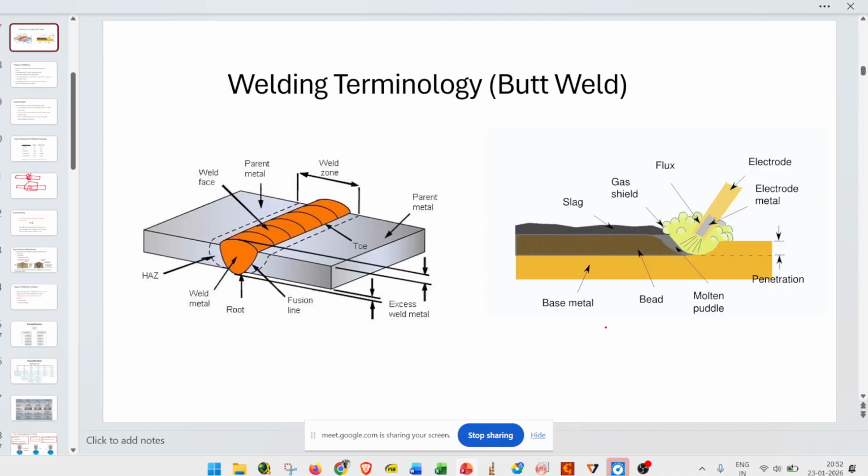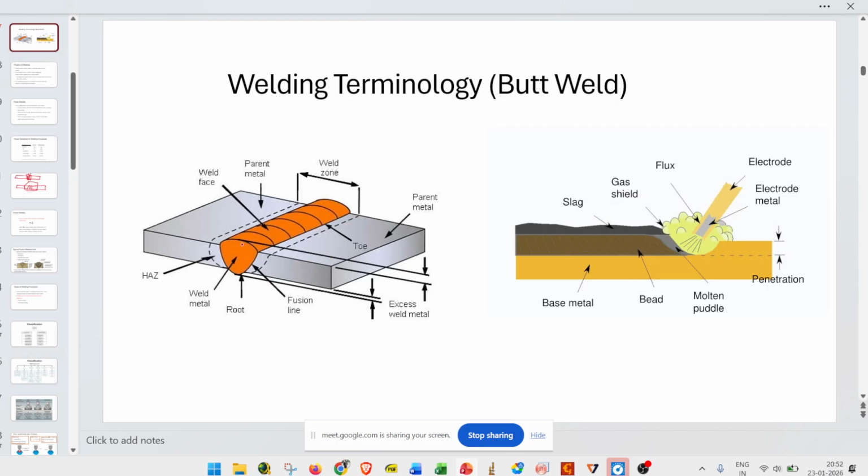So this is the weld bead. How it looks like, some welding terminology you can say. What are the materials we are joining? Those we can call parent materials. And the place where the welding is taking place is called the weld zone. This weld zone includes the welding bead and the heat affected zone. So this entire zone is called the weld zone.